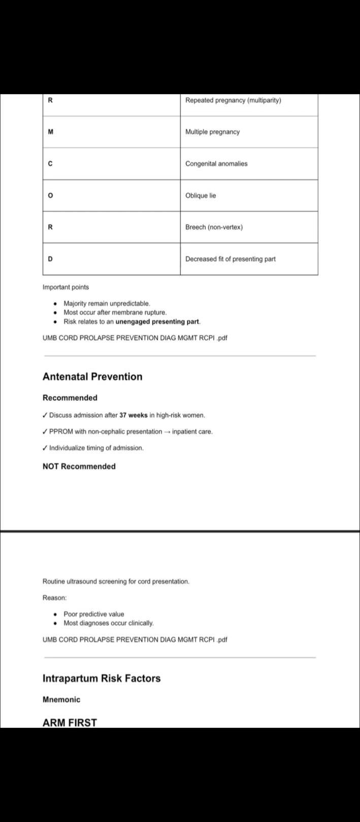M is for multiple pregnancy. Then C is for congenital anomaly. O is for oblique lie. R is for breech presentation or non-vertex presentation, and D is for decreased fit of presenting part. So anything which enhances the chances of an unstable lie or unengaged fetal head also increases the risk of umbilical cord prolapse. The important points to remember include: majority remain unpredictable, most occur after membrane rupture, and risk relates to unengaged presenting part.